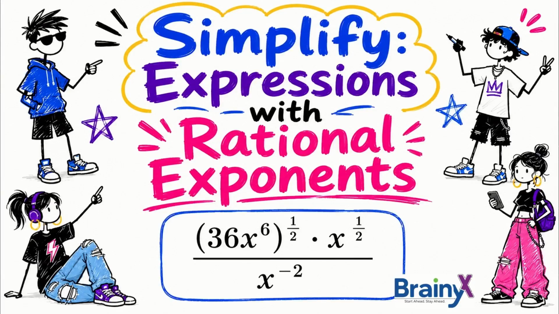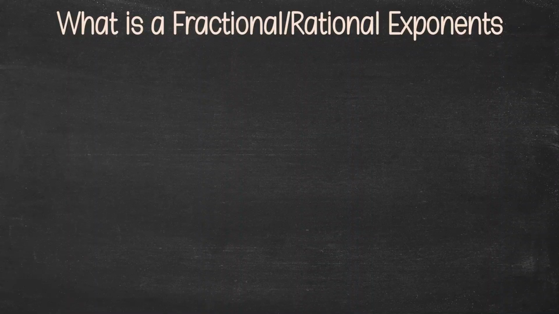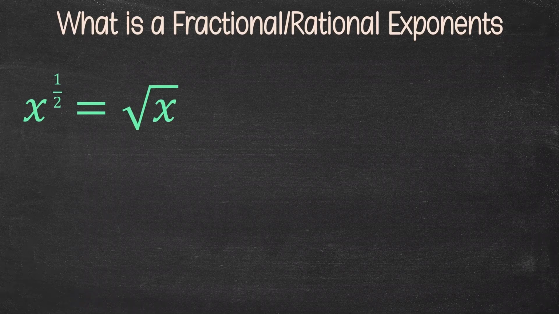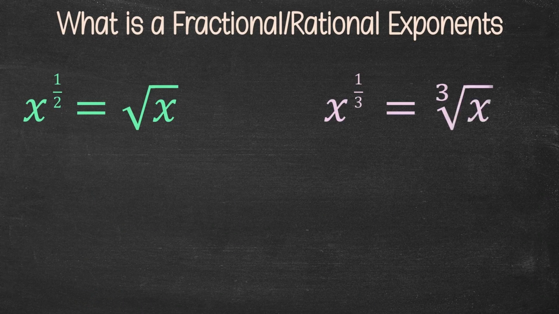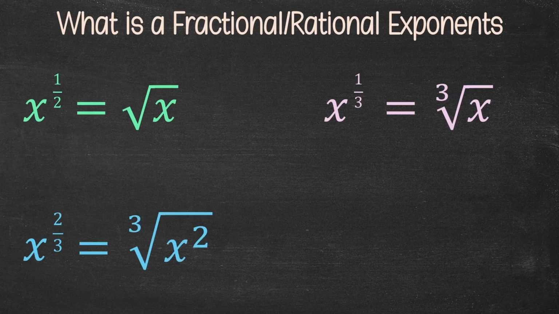In this video, we are going to simplify expressions with rational exponents. A rational exponent, or sometimes we call it a fractional exponent, is an exponent written as a fraction. For example, we have x to the power of a half, which is equal to the square root of x. X to the power of 1 over 3 equals the cube root of x, and x to the power of 2 over 3, which is equal to the cube root of x squared.